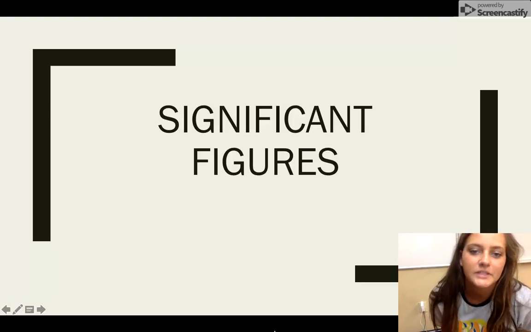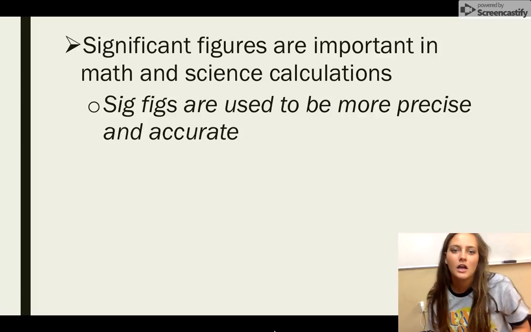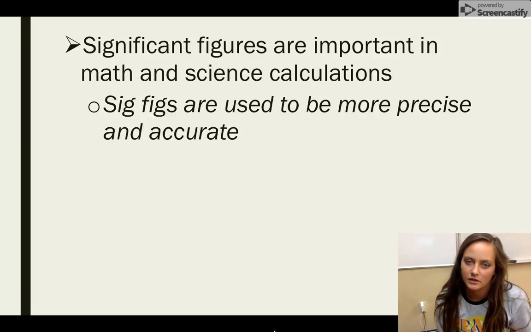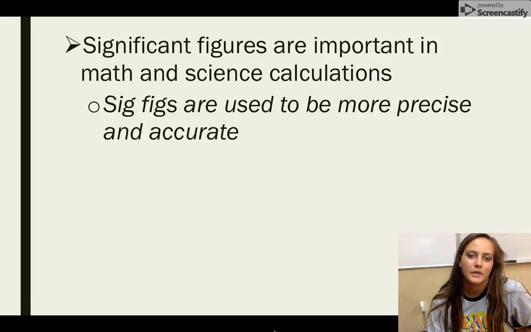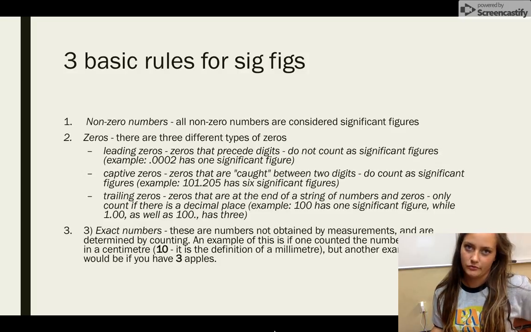So today I will be talking about significant figures. Significant figures are important in math and science calculations. They're used basically to be more precise and accurate in the numbers that they give. There are three basic rules for significant figures.